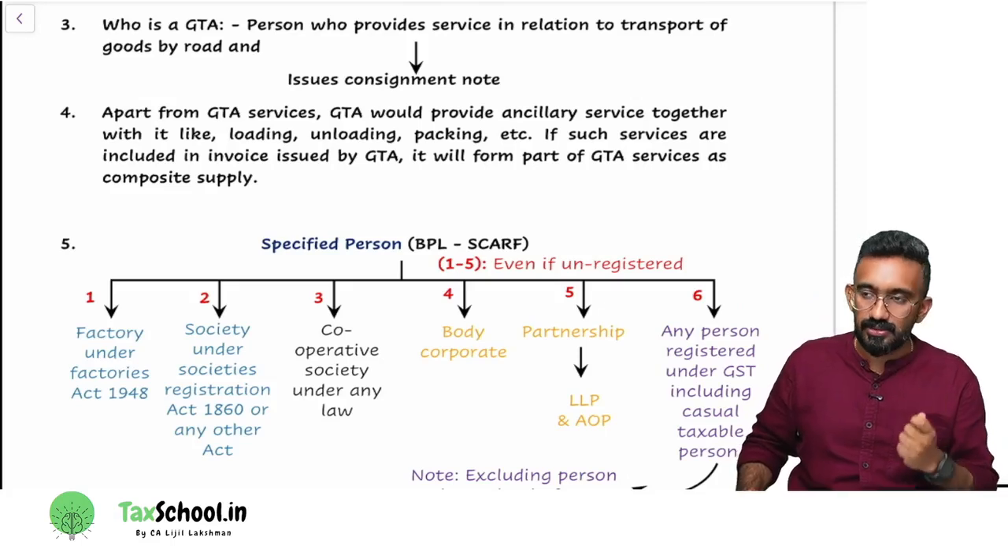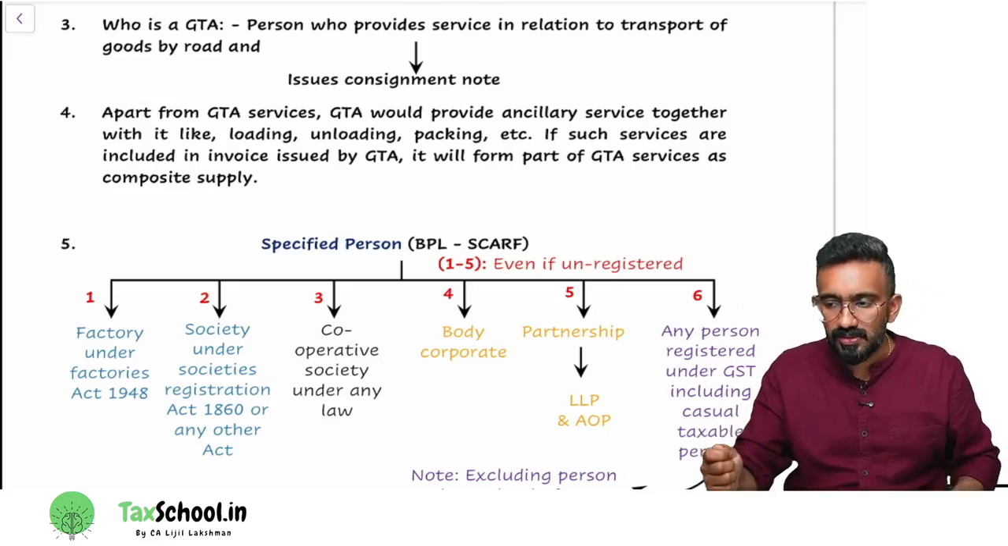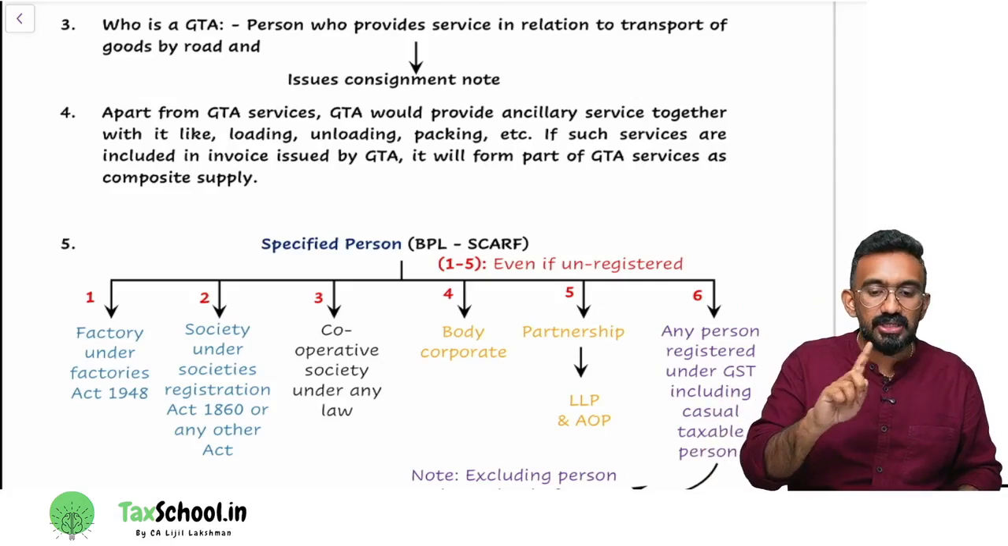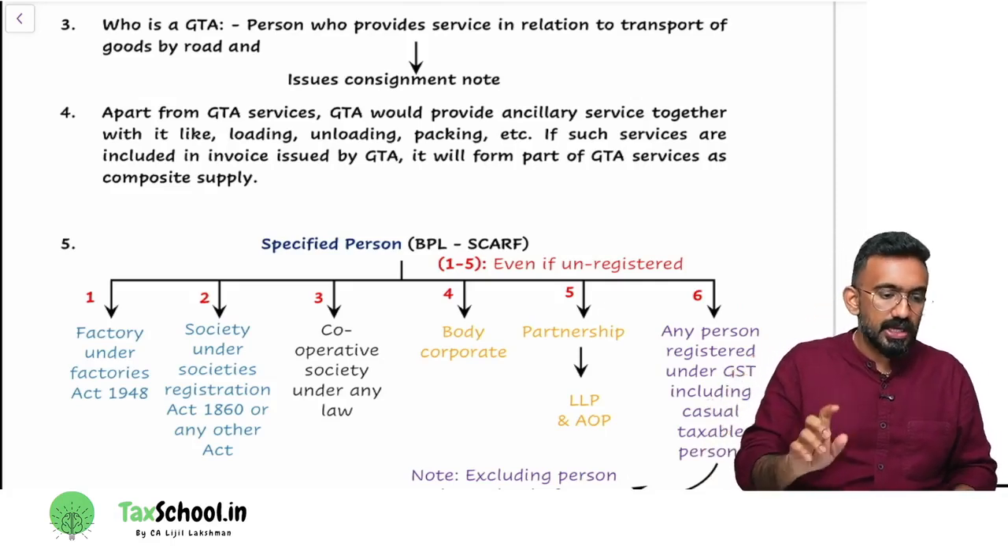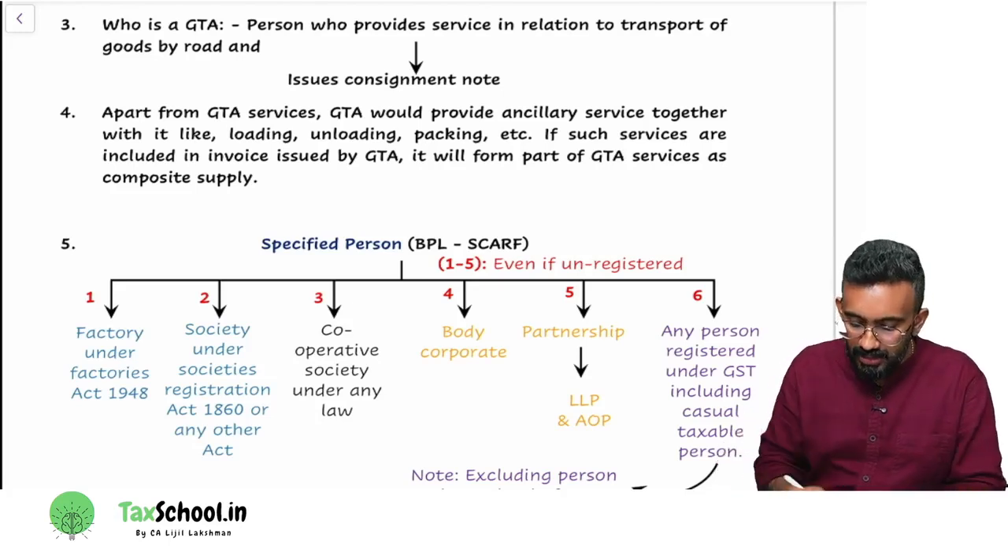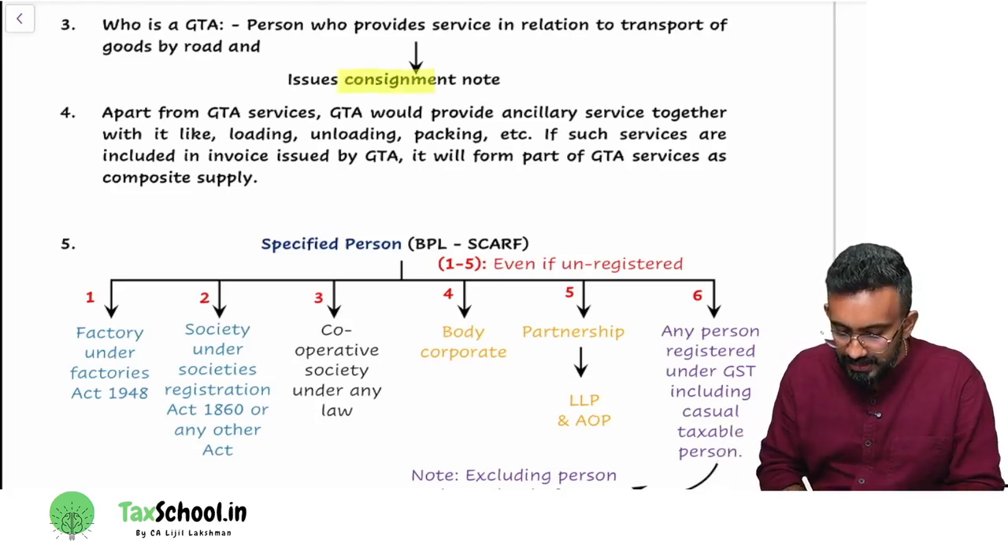Say we got 5,000 rupees. I've given 500 rupees to this rickshaw guy. Would it be called as GTA? No. He's doing transportation, but is he a GTA? No. To call someone as GTA, an important document should be issued called as consignment note.